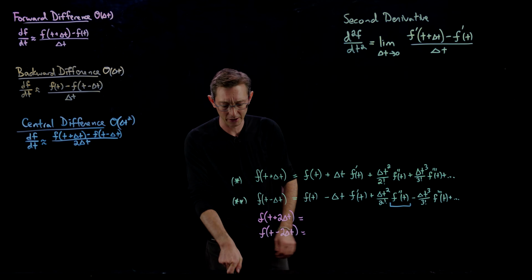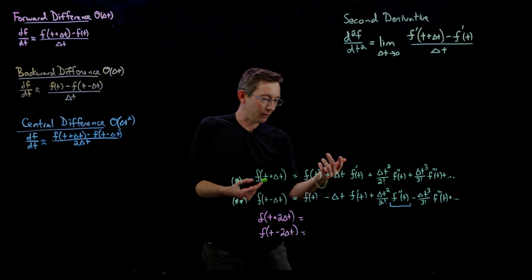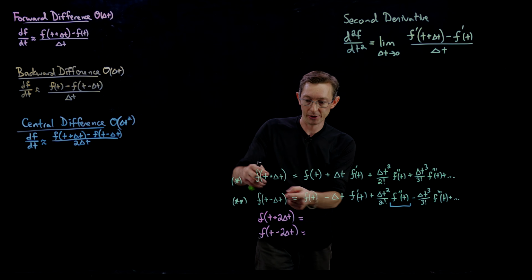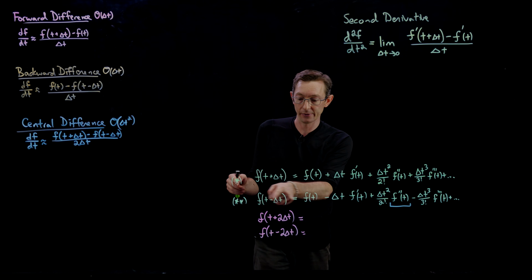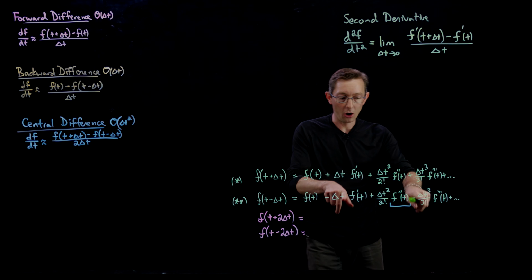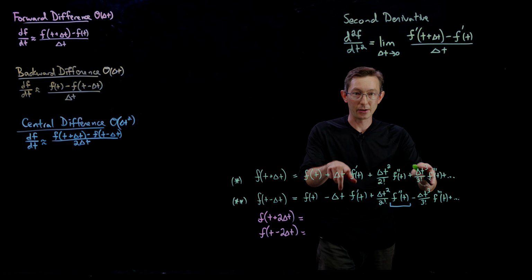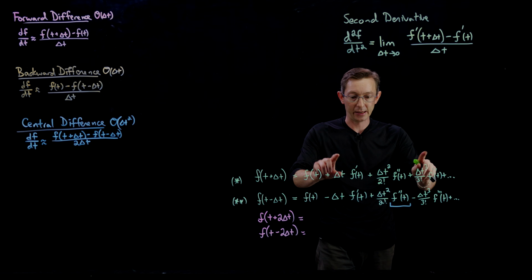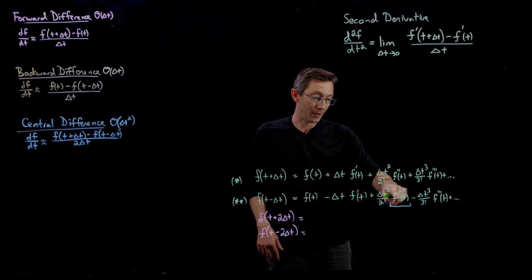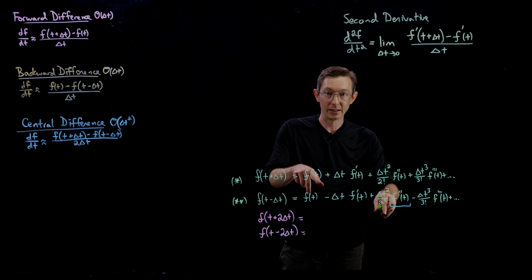So the first thing I'm going to do is, it's pretty obvious that if I add the star and double star equations, if I add f of t plus delta t and f of t minus delta t, I'm going to cancel out all of the odd powers of delta t, because all of the odd powers are going to have a minus sign. So I'm going to cancel out the f primes and the f triple primes, which seems like a really good start. And I'm going to be left with my f double primes and 2 f of t.